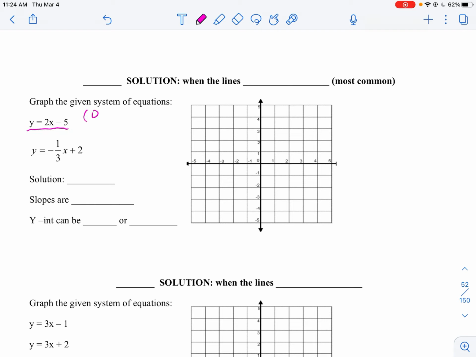Okay, my y-intercept is 0, -5. My slope is 2 over 1. So I'm going to go to 0, -5, and go up 2 over 1, up 2 over 1, and keep going. I'm going to draw a line, making sure that I put arrows on it.